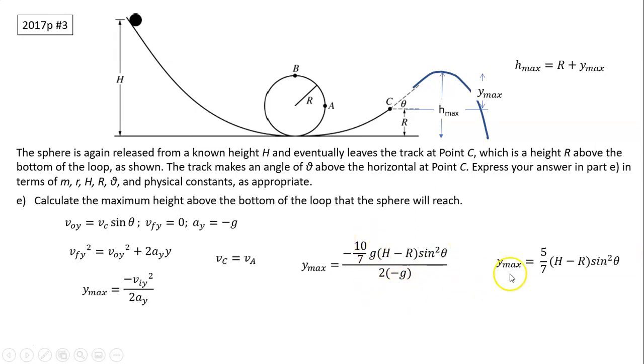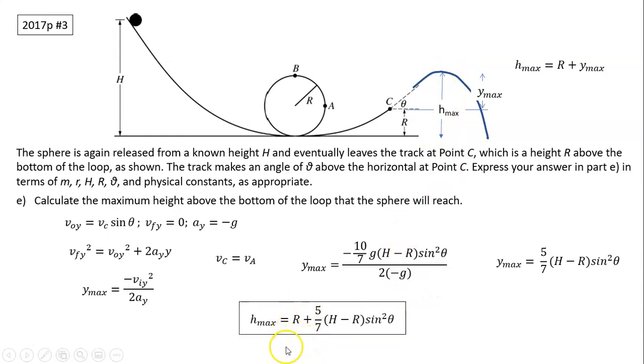g and g cancel. You can simplify y max. That is just the height above R. To find the total height, you have to add R. So that is the total height.